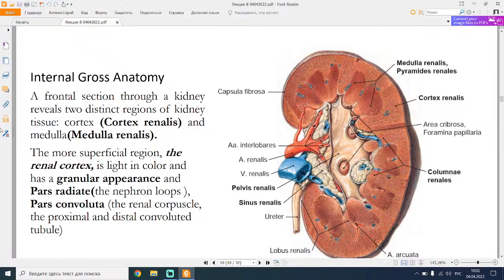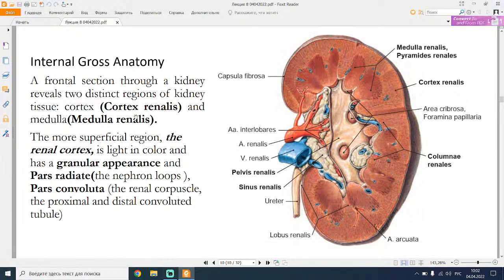Internal gross anatomy. A frontal section through a kidney reveals two distinct regions of kidney tissue: cortex renalis and medulla renalis.